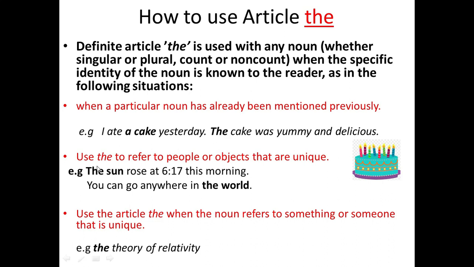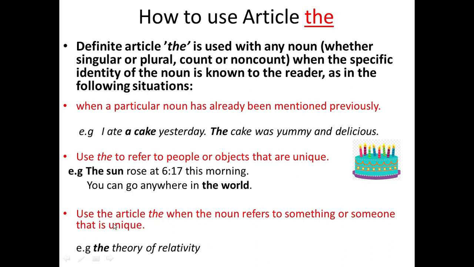Okay, the second rule is that we use "the" to refer to people or objects that are unique, something that is not common, that is particular, like the sun, the world. There is only one sun, there is only one world. Okay, they are unique in themselves. So we say, "The sun rose at 6:17 this morning." "You can go anywhere in the world."